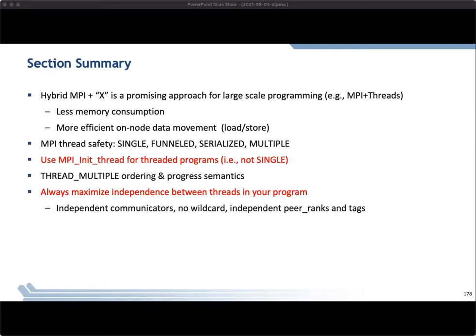Okay, there's another question: should MPI init thread be used in an MPI plus CUDA program? No, it's only for thread safety. If you use CUDA, we'll see in the next part of the slides, you don't need a special MPI init for CUDA.